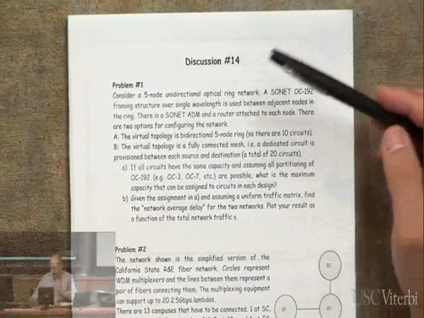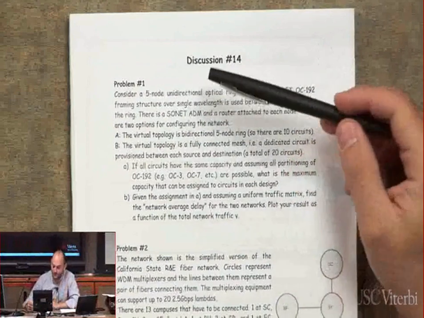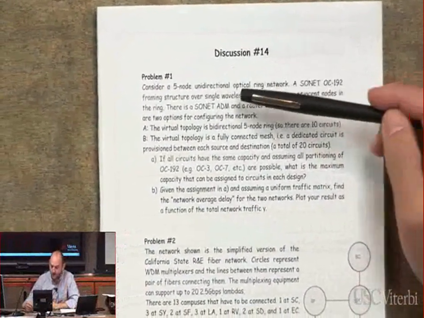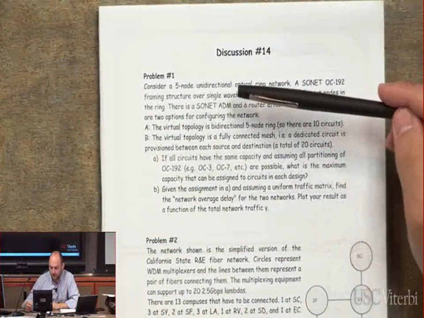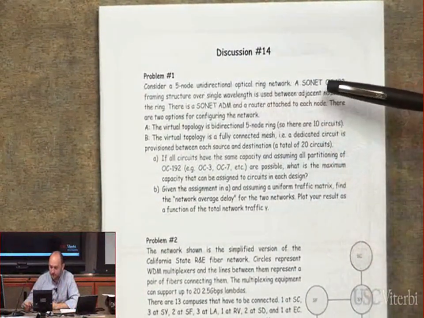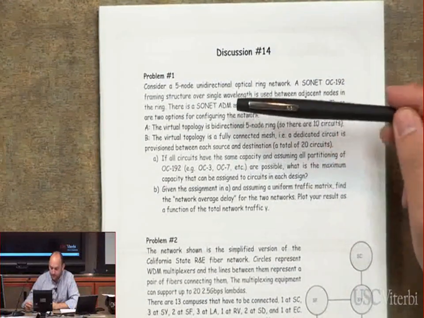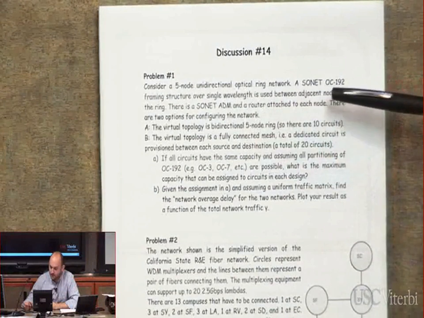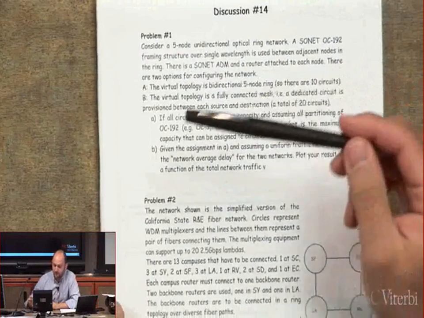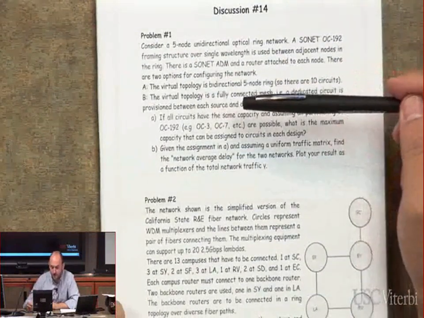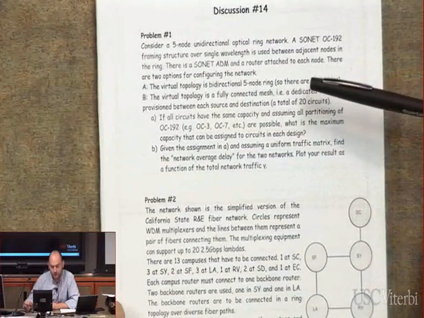Let's see the first problem. We consider a 5-node unidirectional optical ring network. A SONET OC192 framing structure over a single wavelength is used between adjacent nodes in the ring. There is a SONET ADM and a router attached to each node. There are two options for configuring the network. The first option is the virtual topology is a bidirectional 5-node ring. So there are 10 circuits in total.